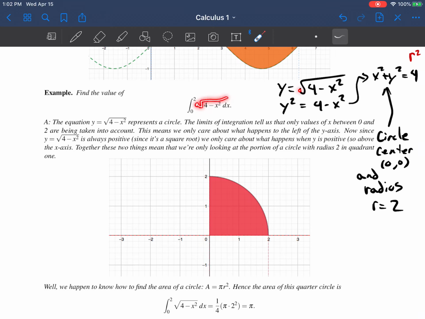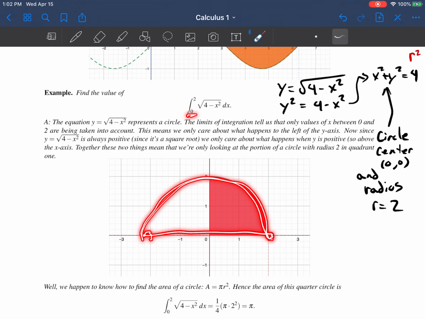Now notice this is the positive square root. That means we're really only looking at the upper half of the circle. If there was a negative on there, then we'd be looking at the lower half of the circle. Because this is positive, we know we're looking at the upper half of a circle. And look, radius 2, so from 0 to 2, that's the radius. So that tells us we're looking at this half of the circle.